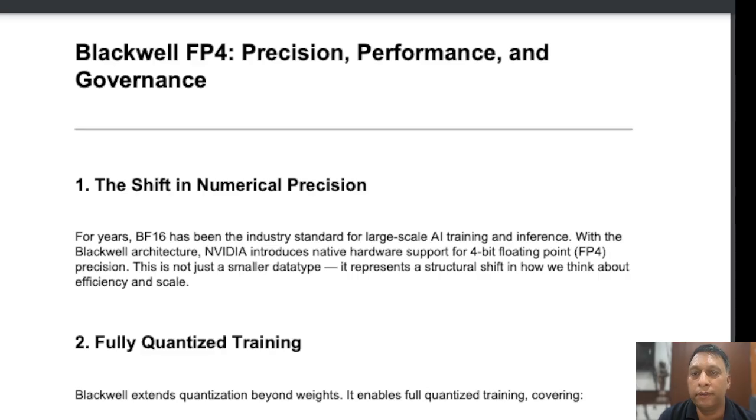So the shift is basically in the numerical precision. For many years now, and currently in the market as well, BF16 is the industry standard for any large-scale AI training and inference. Now, with the Blackwell architecture, there is a major change: NVIDIA has introduced native support for 4-bit floating point precision. This is not just a smaller data type, it's also a structural shift, because it changes how we look at AI inference at scale. It makes it feasible for the end user to run a high billion parameter trained model on less infrastructure.